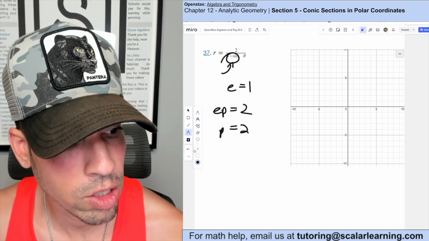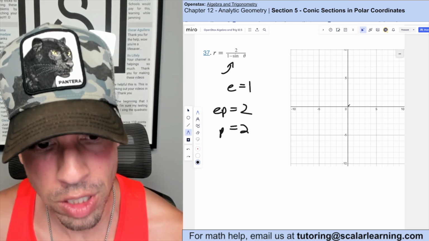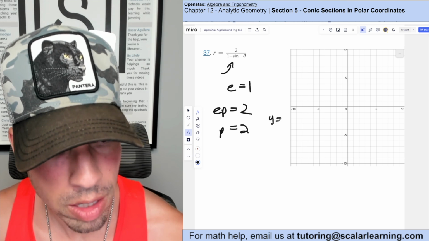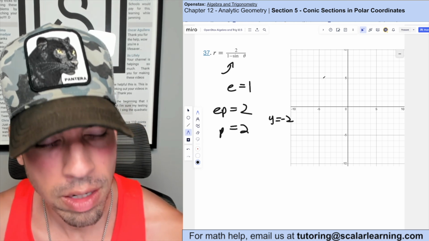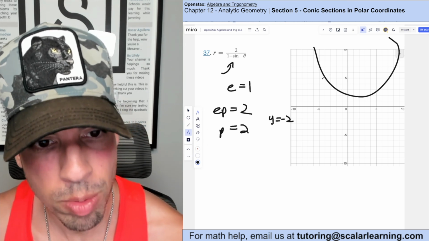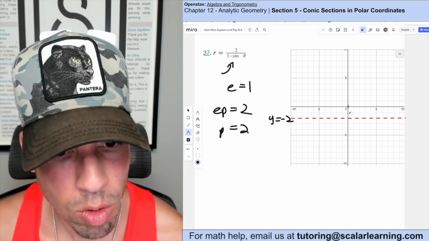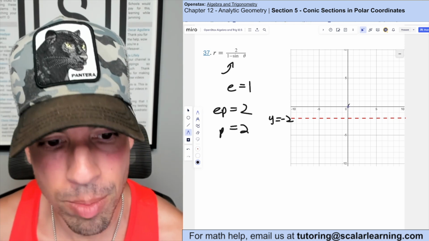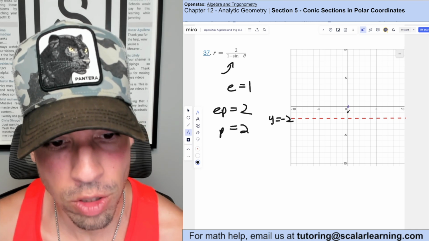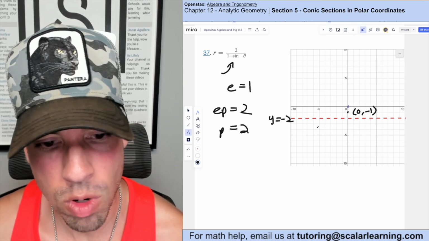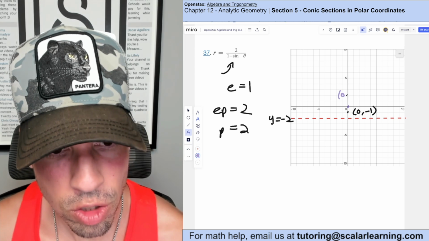And since this is a minus, what this means is that the directrix is 2 below the origin, meaning it's at y equals -2, and therefore our parabola will be opening up. Since we know the focus is at the origin, our vertex is exactly in between the focus and the directrix, so it's right here at 0, -1, and the focus, as I mentioned, is at 0, 0.